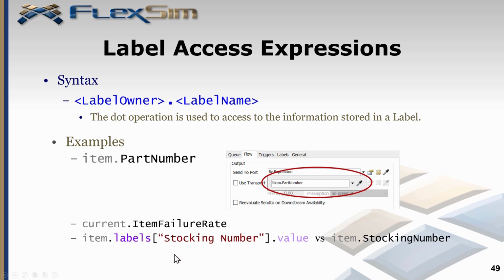This last example is showing you why it's a good idea to not put spaces in the names of your labels. If you do, then you have to use this syntax, like item dot labels, bracket, and then quotes, the name of your label, close quote, close bracket, dot value. Got to call the value method on it to return the value of a label called stocking space number. Whereas if you didn't use a space, then we can simply say item dot stocking number. So my guess is you're not going to put spaces in your label names.